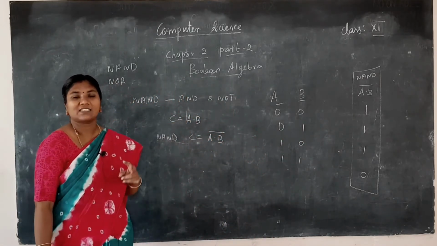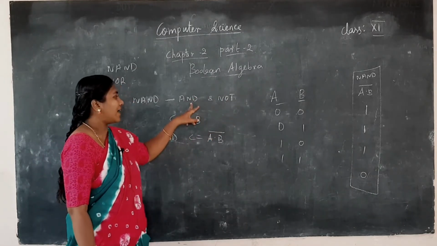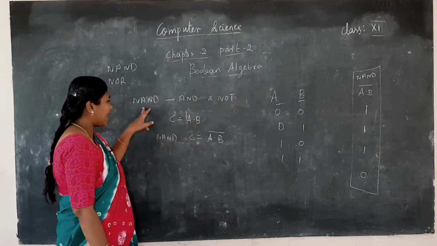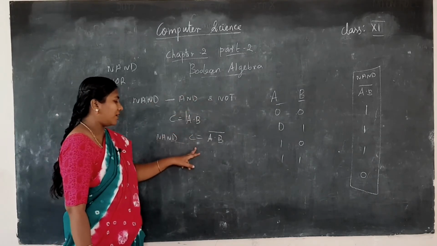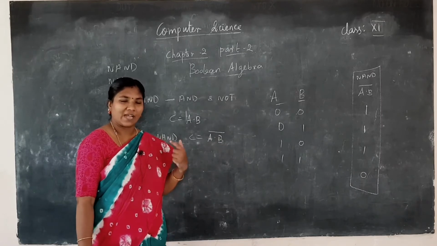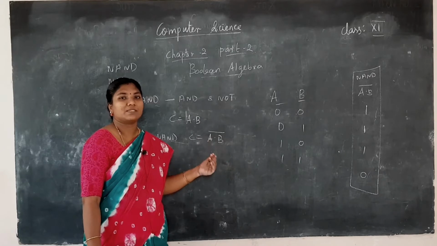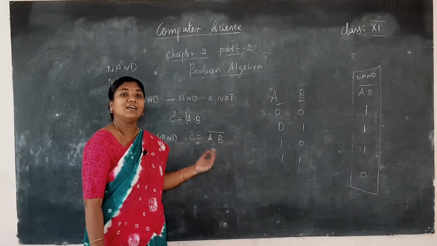So the NAND gate is the combination of AND and NOT. Clear? So the AND and NOT gates together give the NAND. The symbol is A dot B the whole bar, because A dot B belongs to the AND gate, and when we apply the NOT symbol on it, it becomes A dot B the whole bar. So that is the NAND gate.